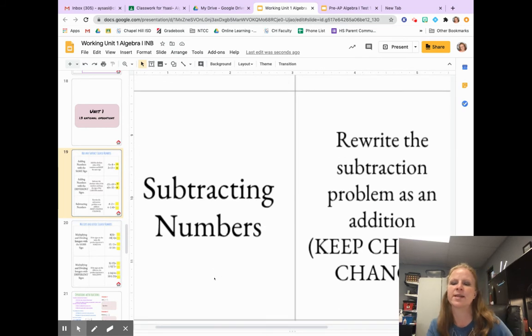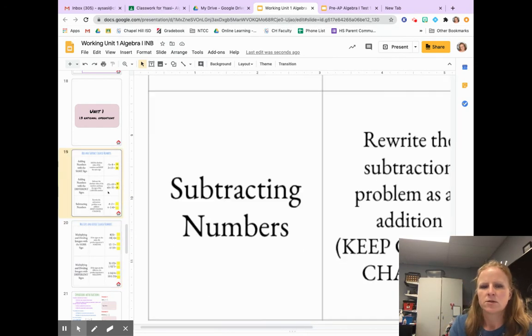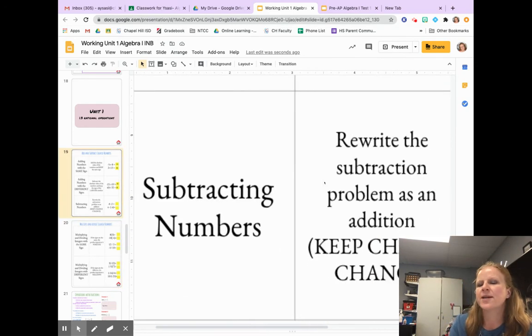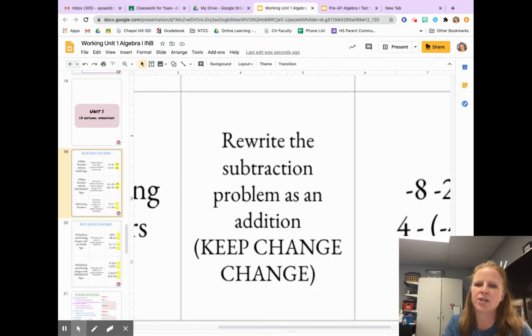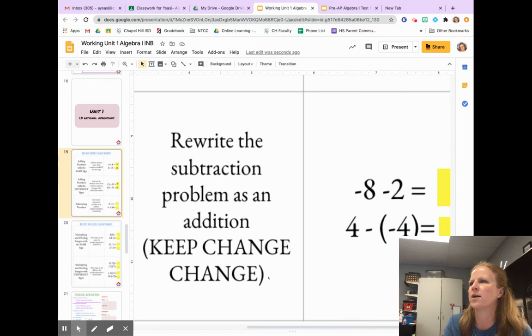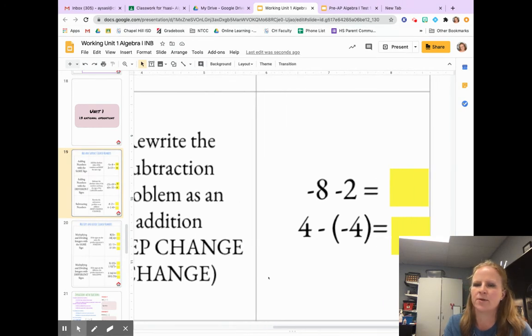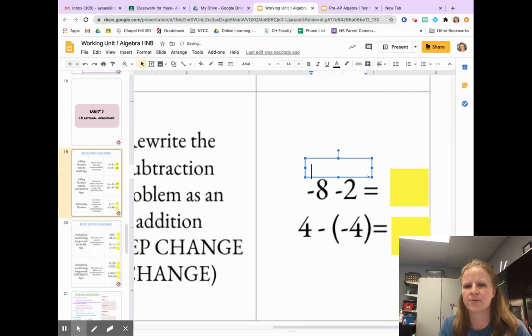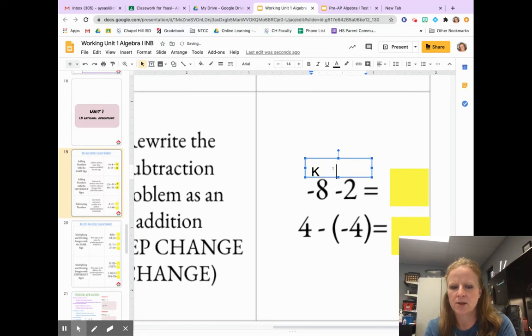Now subtracting numbers. When we subtract, we need to rewrite that subtraction problem as an addition by doing keep, change, change, or y'all probably remember it as keep, change, flip. So we are going to, let's do, insert some text right here. Keep, change. Do y'all like keep, change, change, or keep, change, flip? Keep, change, opposite? What I heard?